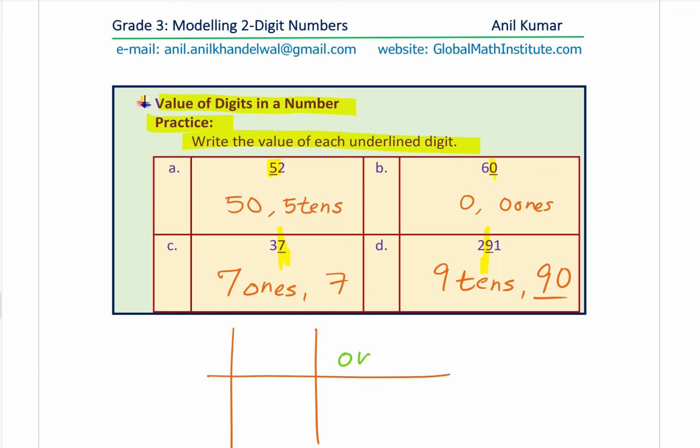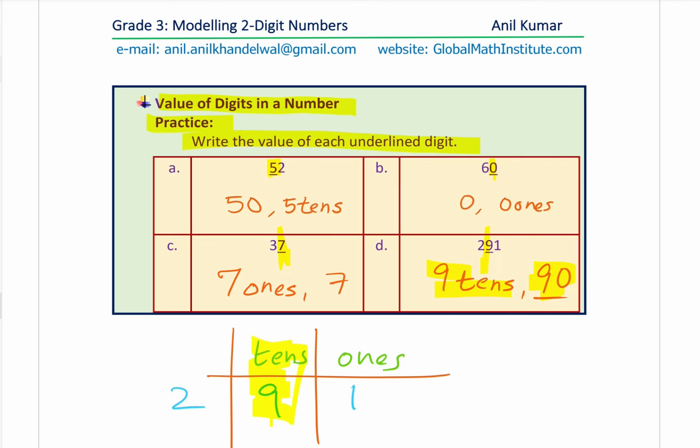The number 291 can be written like this. So we have ones, tens, and the number 291. So you can clearly see that 9 comes under tens, and that is why we are writing 9 tens or 90 as the place value for 9 in 291. So I hope that makes sense.